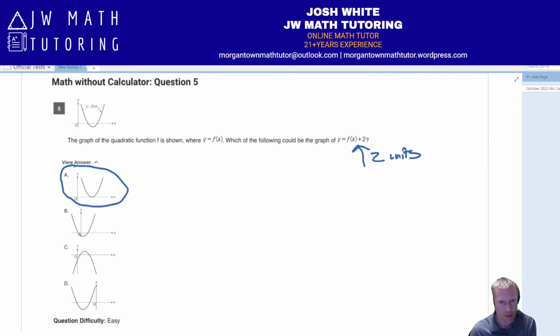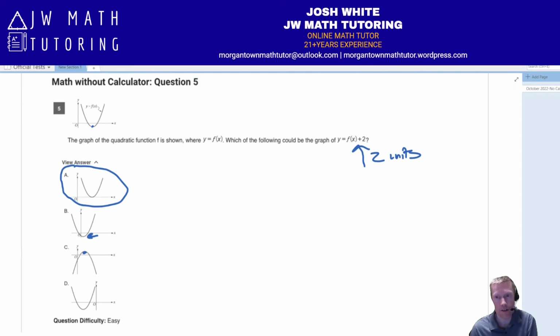If you look at B, this looks like it is a shift to the left of possibly 2 units, or possibly some other number. If you look at C compared to the original, notice first of all it flipped upside down, and second of all, it looks like it's shifted left and up if you compare the vertex of the original to the vertex of this. And then D looks like it's shifted to the left probably more than 2 units, but again, we don't know exactly. So the correct answer is going to be letter A.